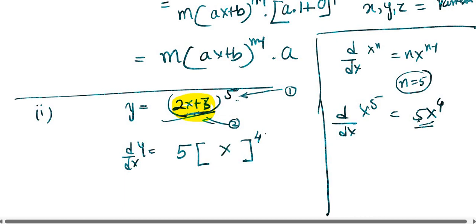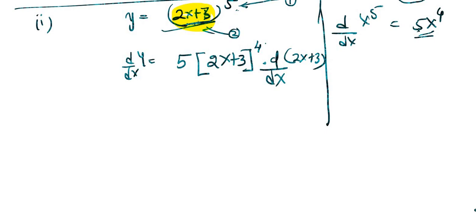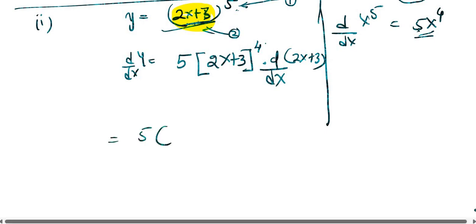But here there is no x. Instead of x, it is this. So I will copy it, same thing, into. Now I will take care of what was actually x. So I will differentiate this, which was actually x. So it is 5 times (2x plus 3) power 4.